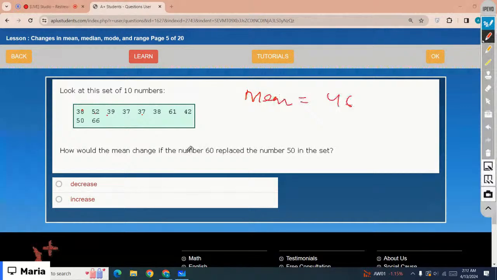Now if the number 60 replaces the number 50, replace 50 by 60, let's see what the mean is. Let me just add them. 38 plus 52 plus 39 plus 37 plus 37 plus 38 plus 61 plus 42 plus 60 plus 66 is 470 now, right? Now the mean is 47. So see, the mean is increased. The correct option is the mean is increased. Got it?